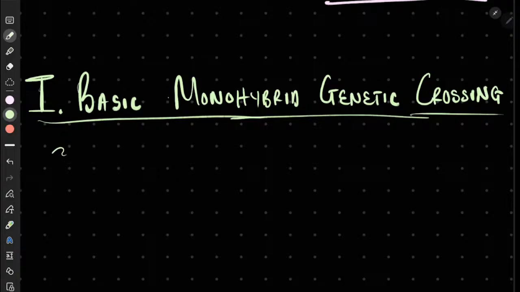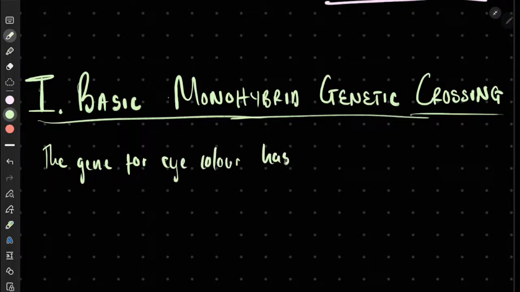We're analyzing the gene for eye color. So the gene for eye color has the following alleles. I'm going to write the situation, then we do the 3 tables you must know.